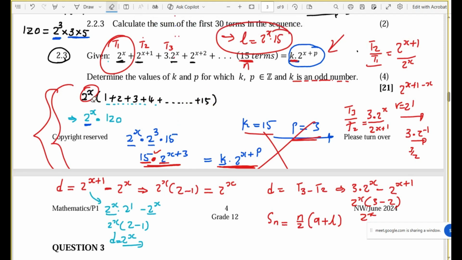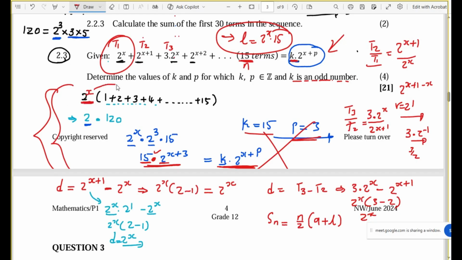Let's go back to this. Look at this. We said 2 to the x is a common number. We have 2 to the x out as a common factor. So this tells you that all these terms will have 2 to the x. That's why we have the 2 to the x out as a common factor.